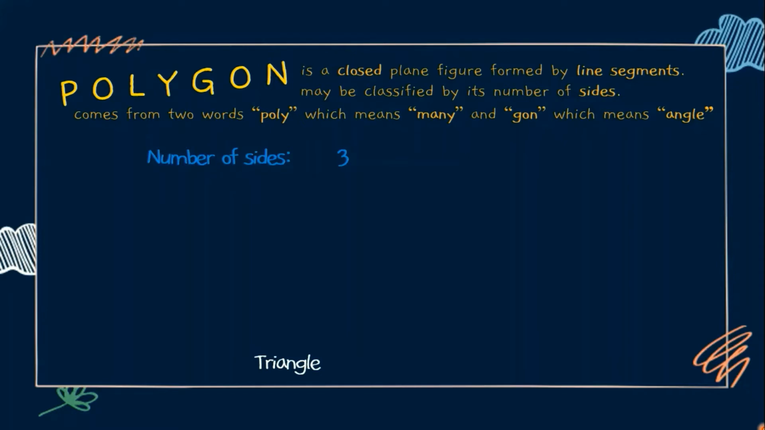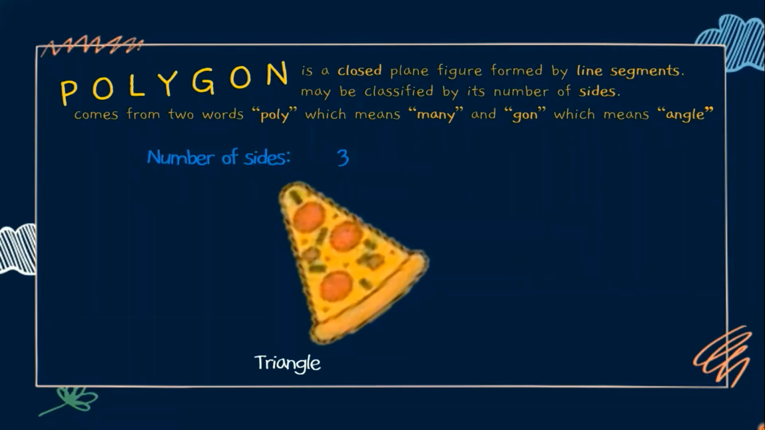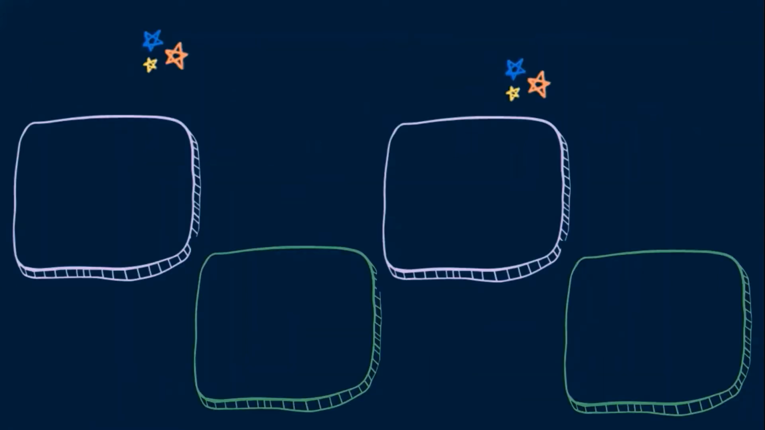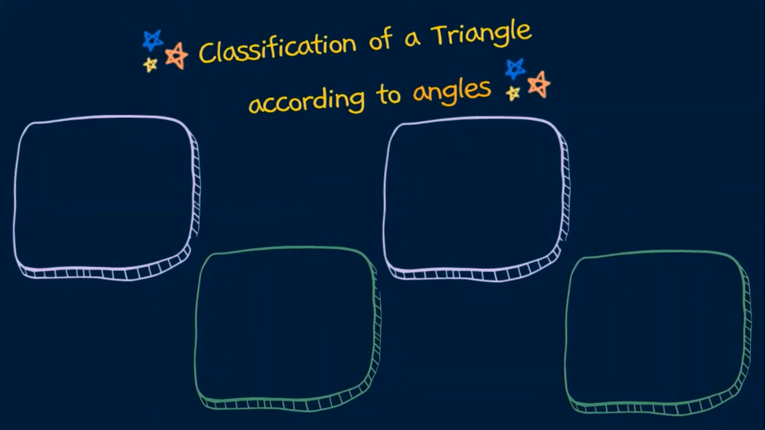And speaking of triangles, a slice of pizza resembles a triangle, and there are a lot of real objects that are very similar to a triangle. A triangle can be classified according to its angles and sides. First, let's focus on the classification of a triangle according to its angles.